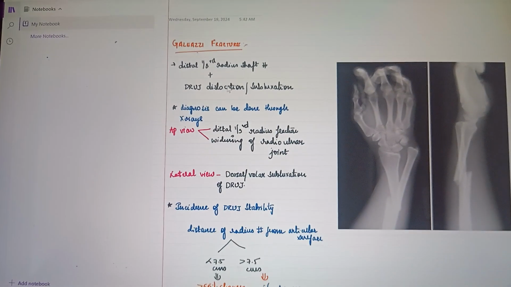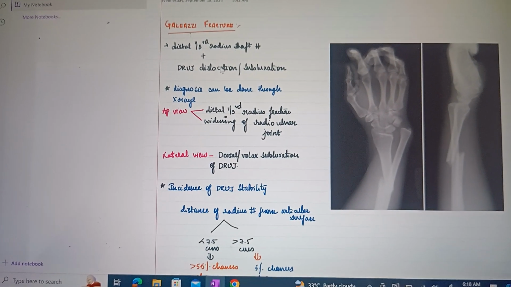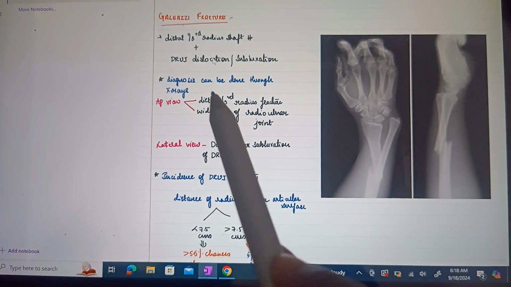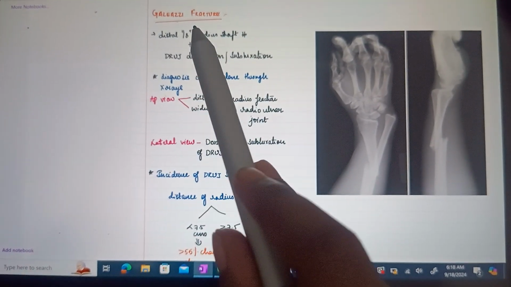Hello everyone. Today let's learn about another important topic named Galeazzi fracture. So let's see what happens in Galeazzi fracture.